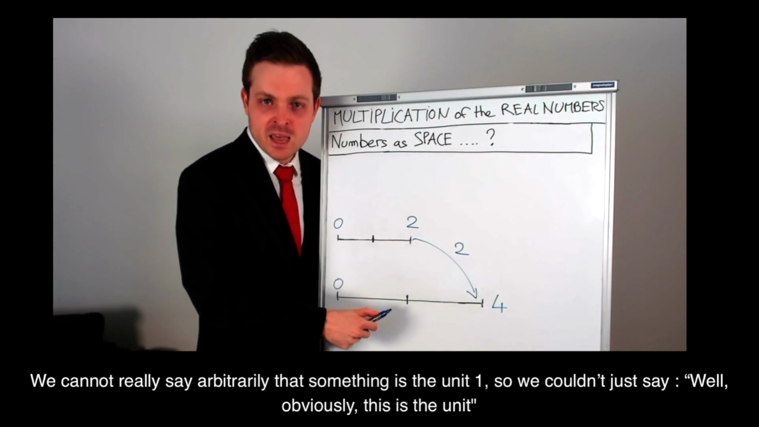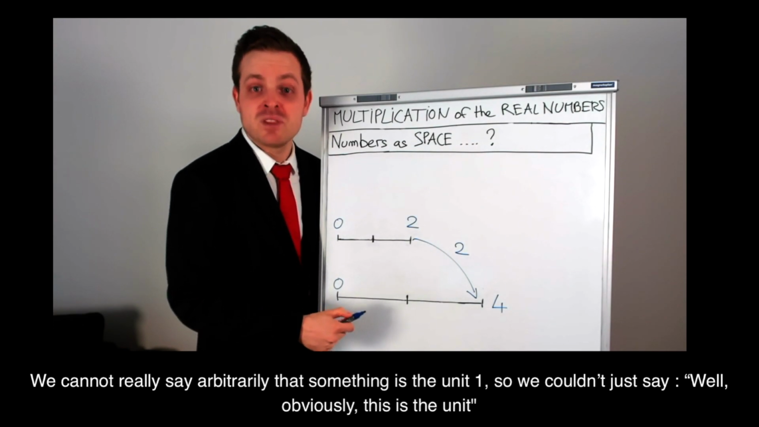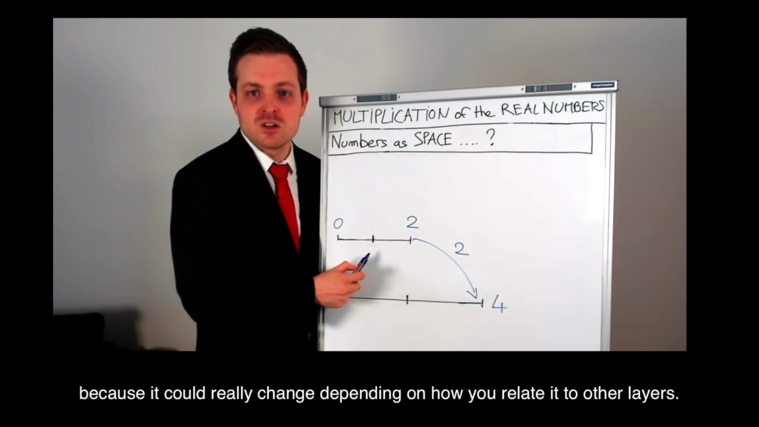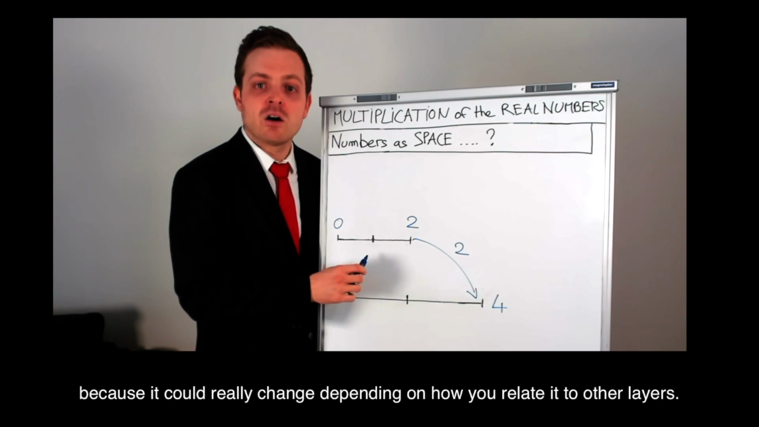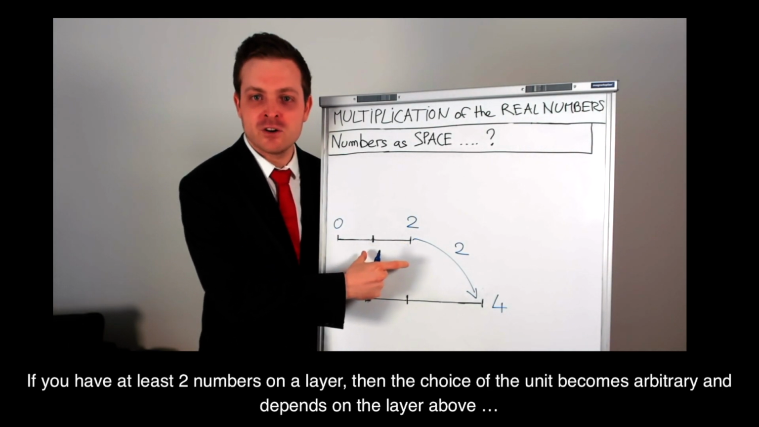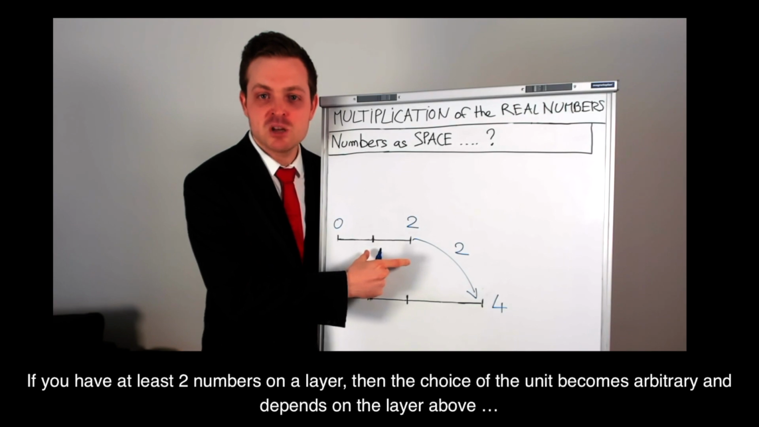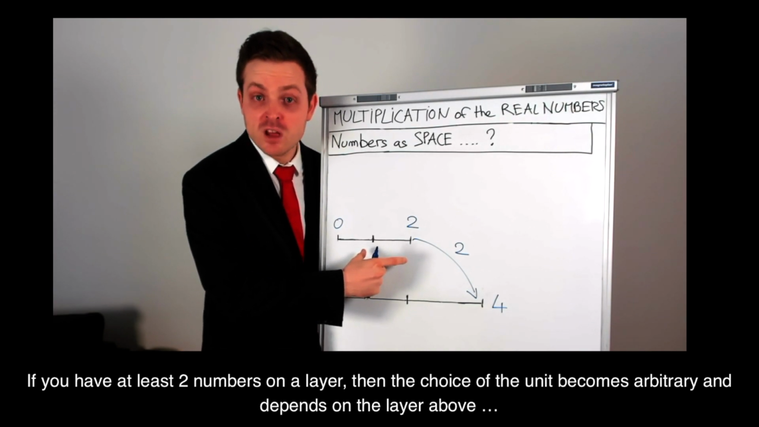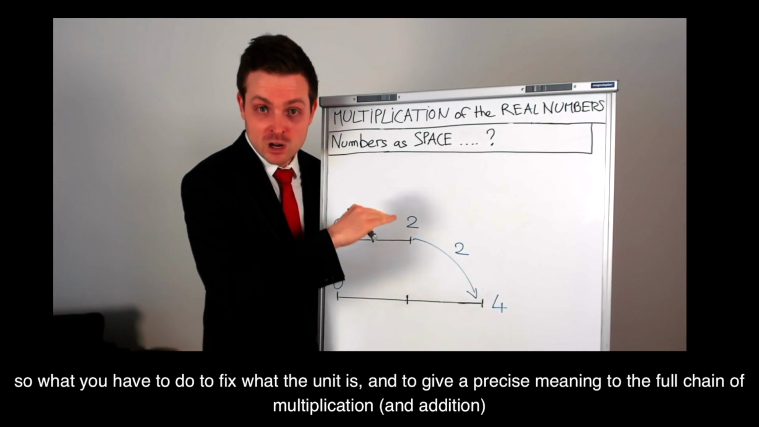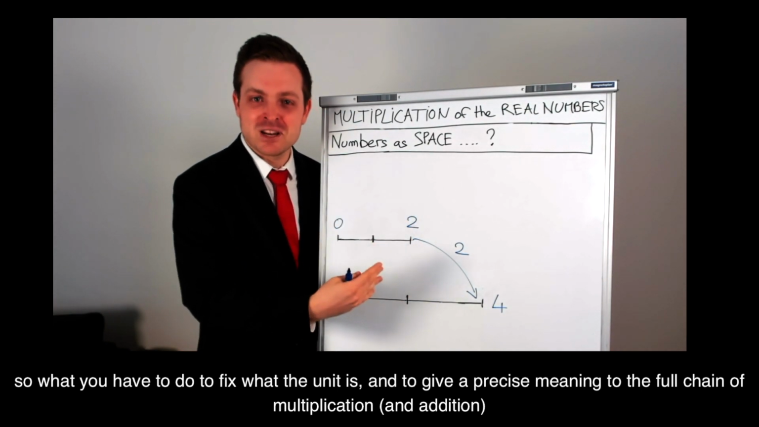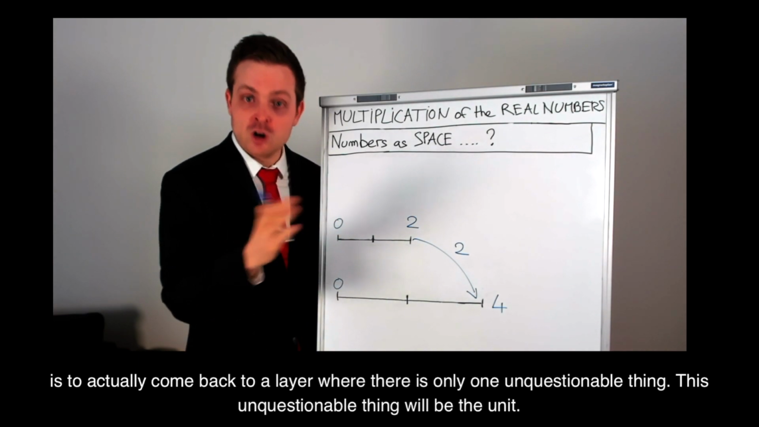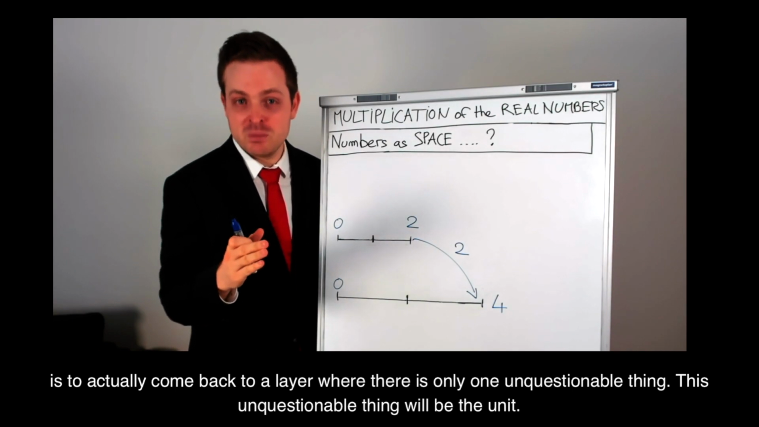We cannot really say arbitrarily that something is a unit, so we couldn't just say, well, obviously this is the unit, because it could really change depending how you relate it to other layers. If you have at least 2 numbers on the layer, then the choice of the unit becomes arbitrary and depends on the layer above. So what you have to do to fix what the unit is and to give a precise meaning to the full chain of multiplication and addition is to actually come back to a layer where there's only one unquestionable thing, and this unquestionable thing will be the unit.